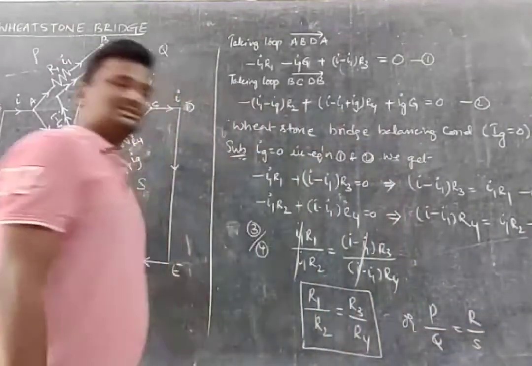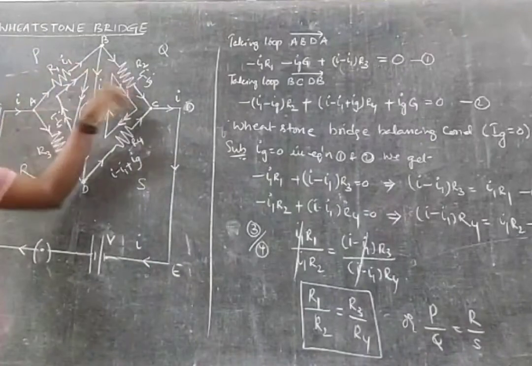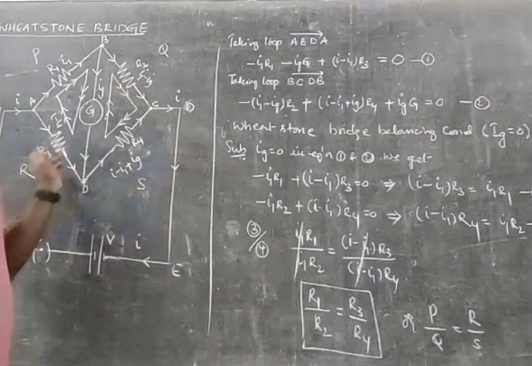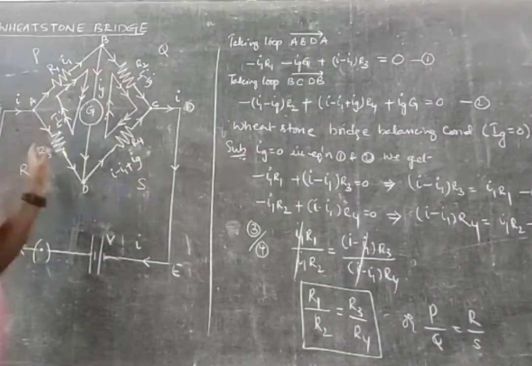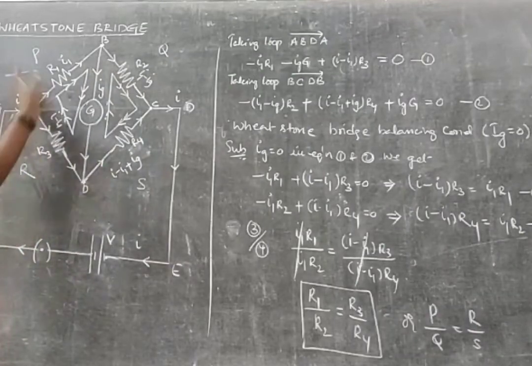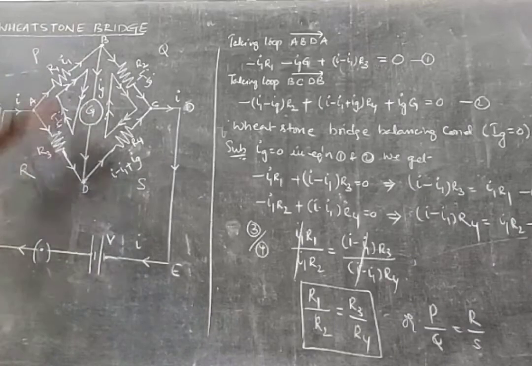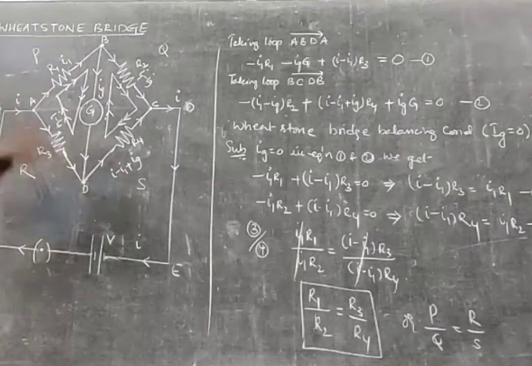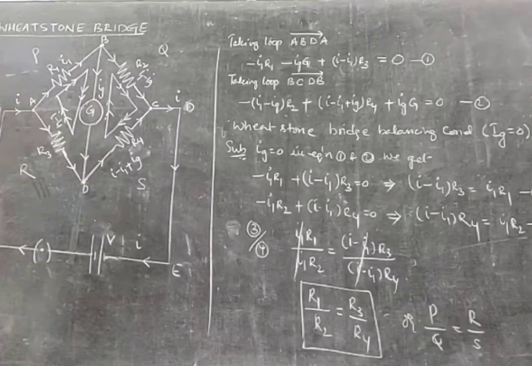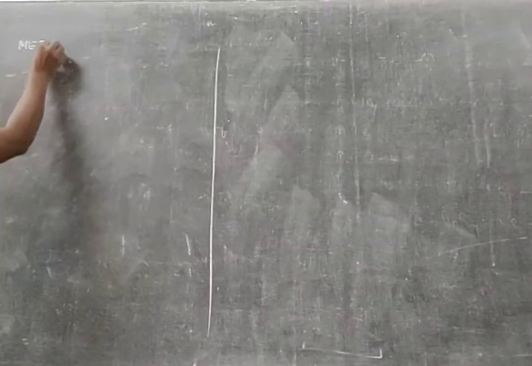So what does it tell us? If the ratios of these four resistances alternately are equal, then there will be no current across the junction. Okay? Chalo, copy down.